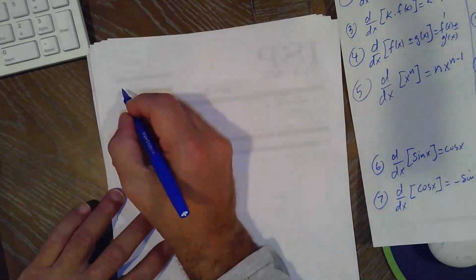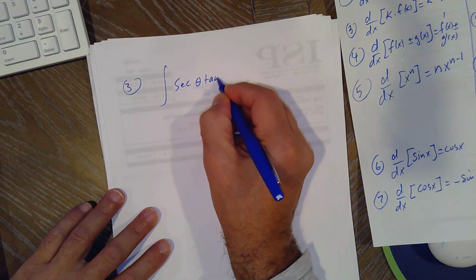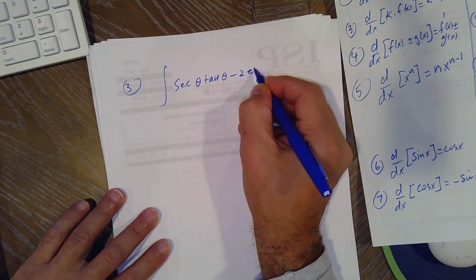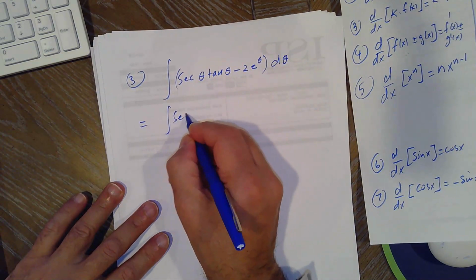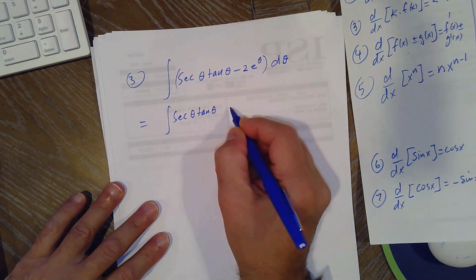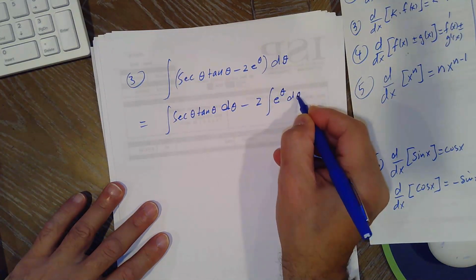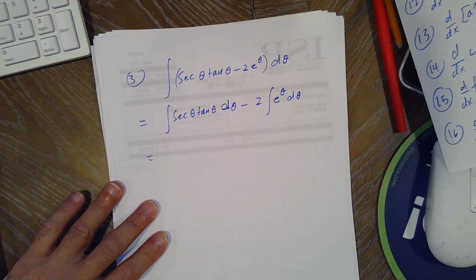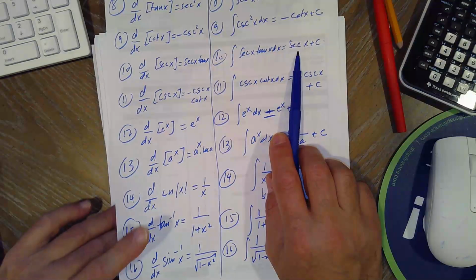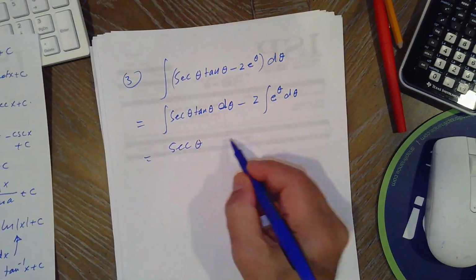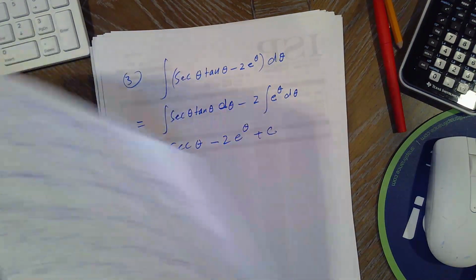Example 3. What's the antiderivative of secant theta tangent theta minus 2e to the theta d theta? Again, we're going to split it up. Secant theta tangent theta d theta, the constant will come out. We know that the integral of secant tangent is secant. Okay, so secant theta minus 2, integral of e to the theta d theta is e to the theta, and then add the constant at the end.